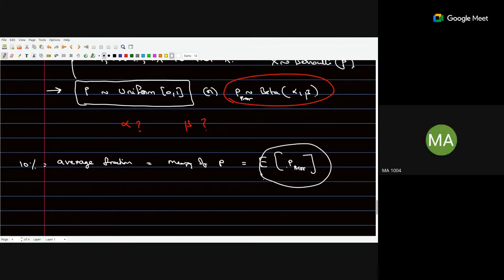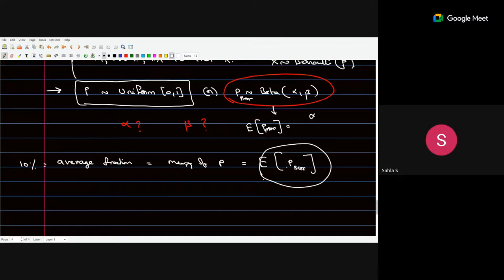Alpha by alpha plus beta is equal to 10%. Where did that alpha by alpha plus beta come from? Because if you have assumed a beta prior, then the mean of that is alpha by alpha plus beta. Good. So when I said P prior follows a beta distribution, what is the mean of this beta prior, or the expectation of this P prior? What is the mean of a beta distribution?